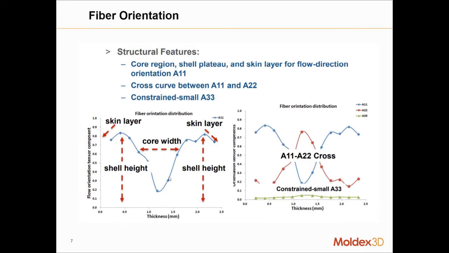Now typically in the core, I'll start with the core because it is the largest component to our fiber orientation plot here. The core will typically in the middle have the lowest fiber orientation component in the primary flow direction. And the reason for that is simply because the polymer is actually pushing these fibers orthogonal to the direction that the material is flowing.